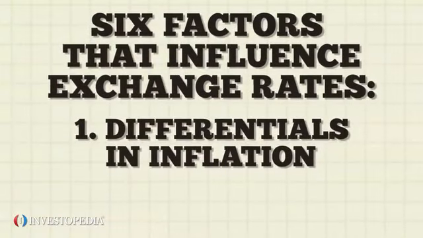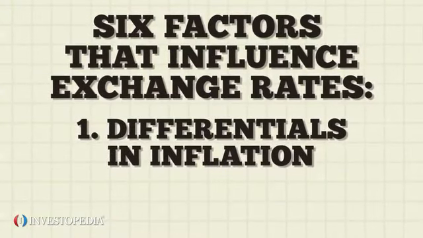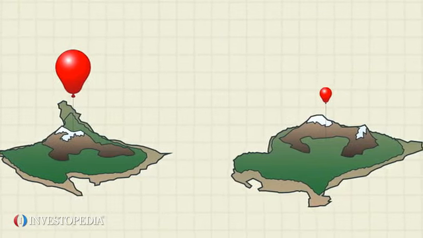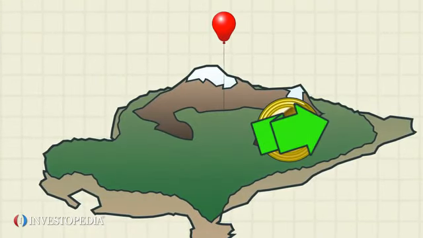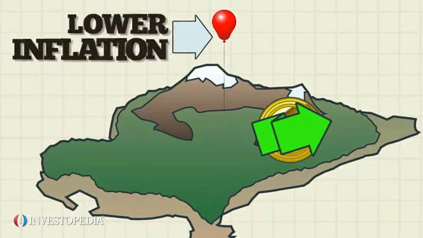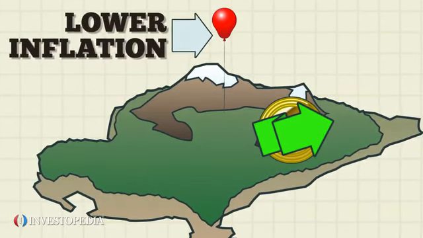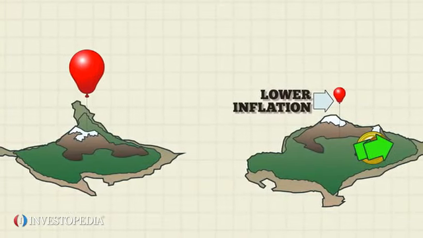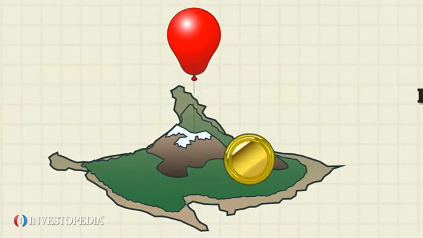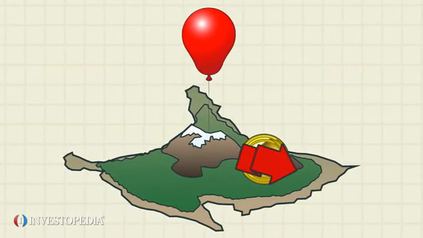Factor 1. Differentials in inflation. As a general rule, a country with a consistently lower inflation rate exhibits a rising currency value, as its purchasing power increases relative to other currencies. Those countries with higher inflation typically see depreciation in their currency's value.